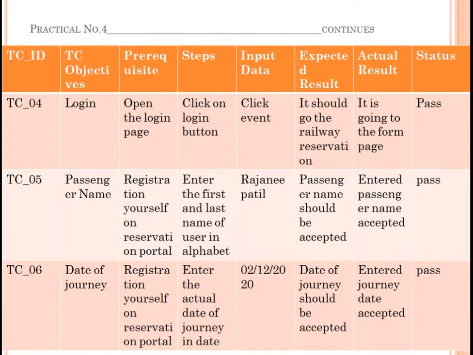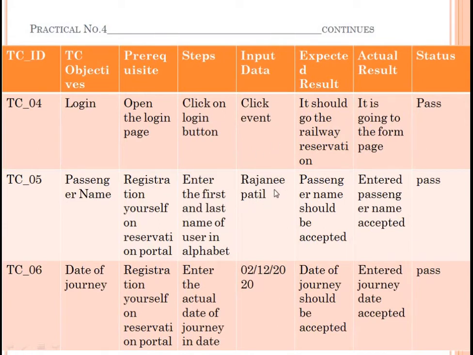The prerequisite is to register yourself on the reservation portal. Then the step is to enter the first and last name of the user in alphabets. Here is an example of the input data: the first name is Rajni and the last name is Patil. This is only an example.